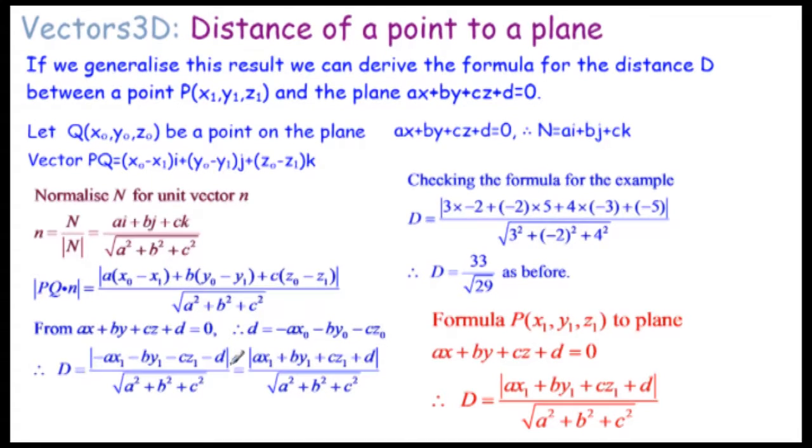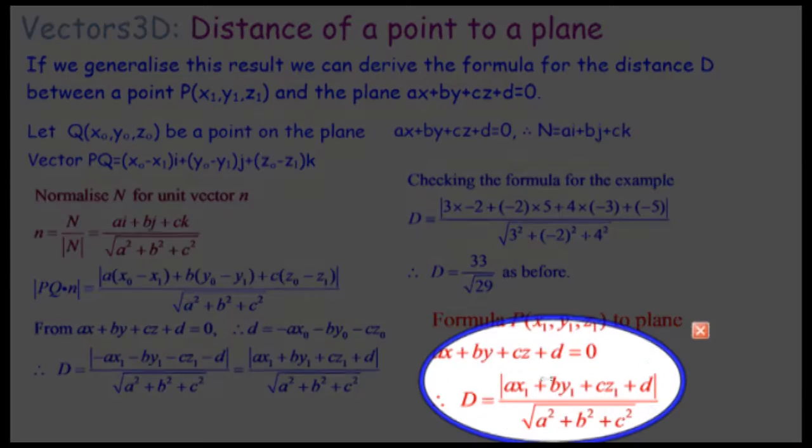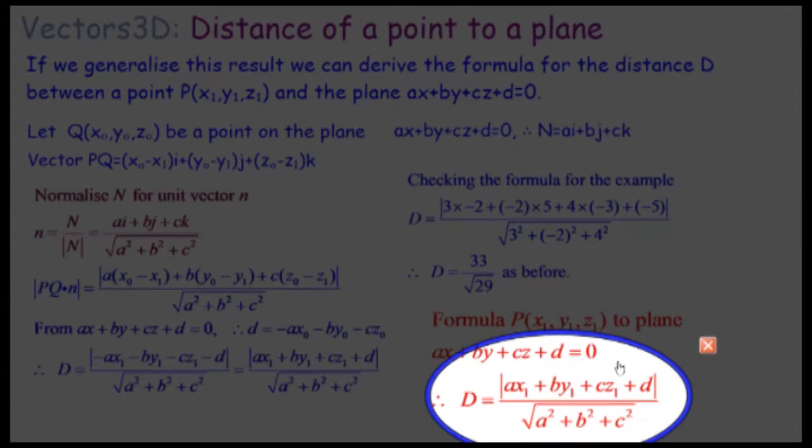And obviously, the absolute value of negative 1 is just 1. So you can see here, this is the formula, basically. Over here, this is really quite a nifty little formula. This is the formula down here.